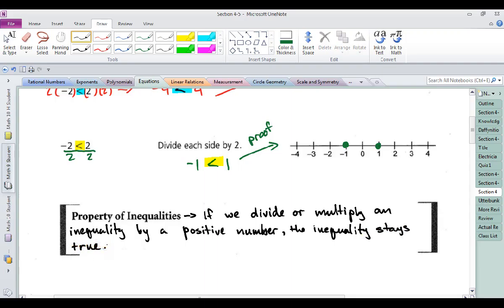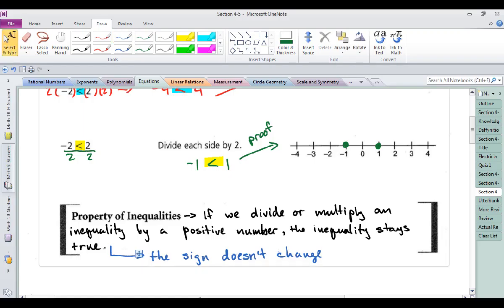So for me, I know what that means. If I divide or multiply an inequality by a positive number, the inequality stays true. What does that mean in regular words? The sign doesn't change, which is probably something like what most of you wrote. You multiply or divide by a positive, the sign doesn't change. Right? Okay.